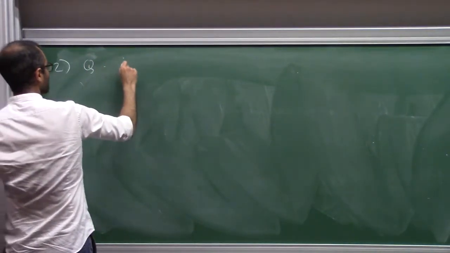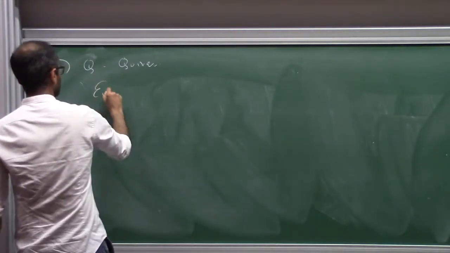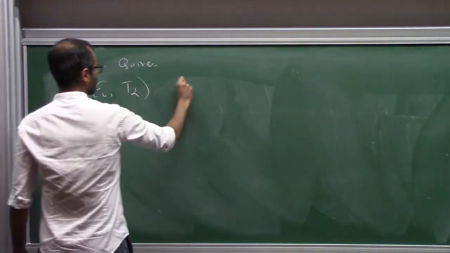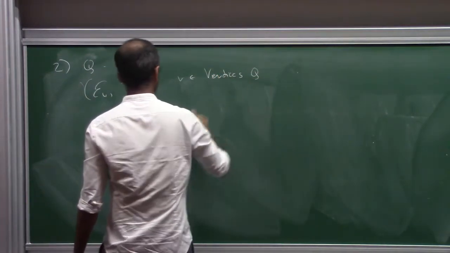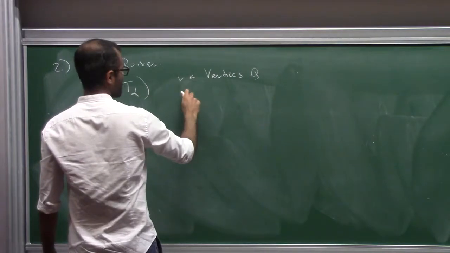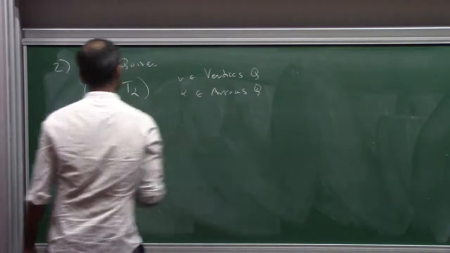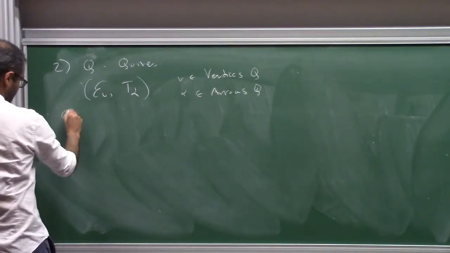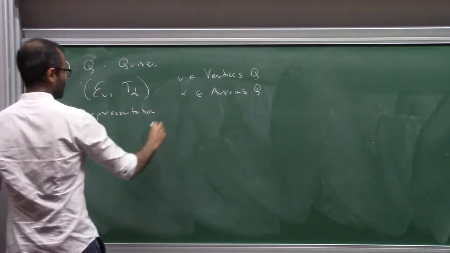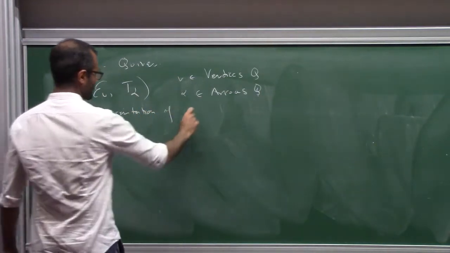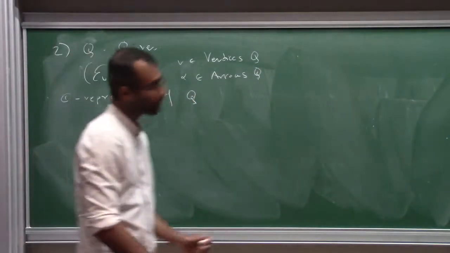Q is some quiver, and then we have some representation of this quiver. Alpha in arrows of Q, and this is some complex representation of Q, and choose Hermitian metrics. So the auxiliary structure from before.